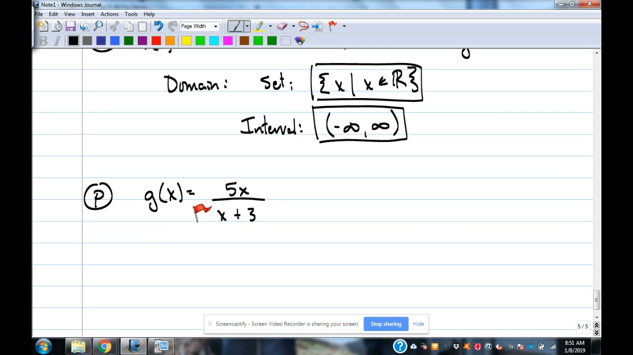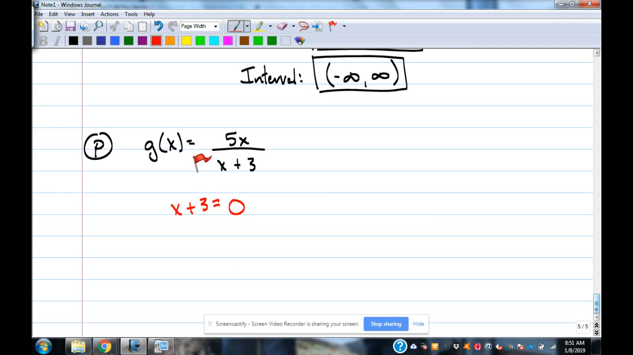Anytime there's an X in the denominator, what is the one thing that we can never divide by? 0. So what we've got to do is take that denominator and find out when is it equal to 0. So we take x plus 3 and set it equal to 0 and solve it. In Algebra 2, we call this restricted values sometimes, or restrictions on the domain. That's what we're finding here, restricted values or excluded values. When we were doing rational equations, we called them excluded values.